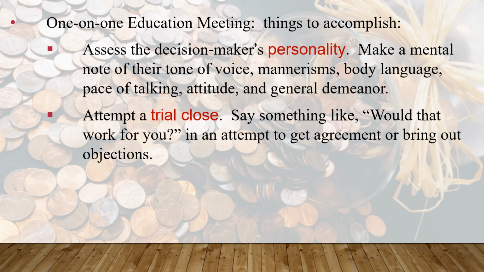And then attempt a trial close. You can say something like, "So the things we've talked about, would that work for you?" In an attempt to get agreement or to bring out objections. This is not something that you want to do like a hard sell on and say, "Are you ready to sign?" But you want to try to get some sort of agreement or some sort of acknowledgement that there's some interest, or maybe that there's some issues that you need to deal with, so that you know the direction that you need to go.